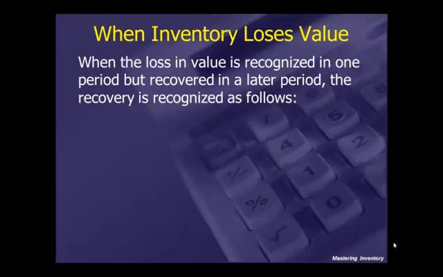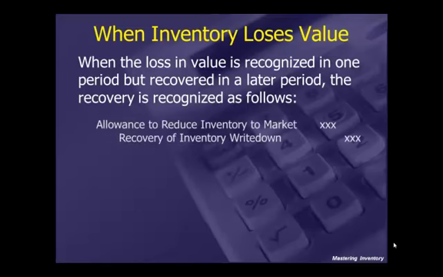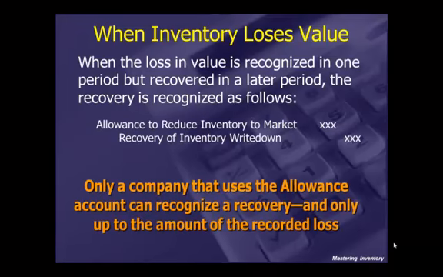When the loss in value is recognized in one period but recovered in a later period, the recovery is recognized as follows. Allowance to reduce inventory to market is debited because we've used that as a contra inventory account, and then we credit recovery of inventory write down. Only a company that uses the allowance account can recognize a recovery, and only up to the amount of the recorded loss, so that we would zero out the balance in the account, but we could not take it to a debit balance.